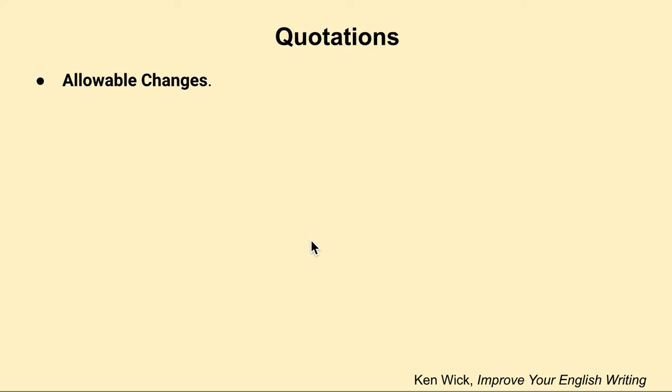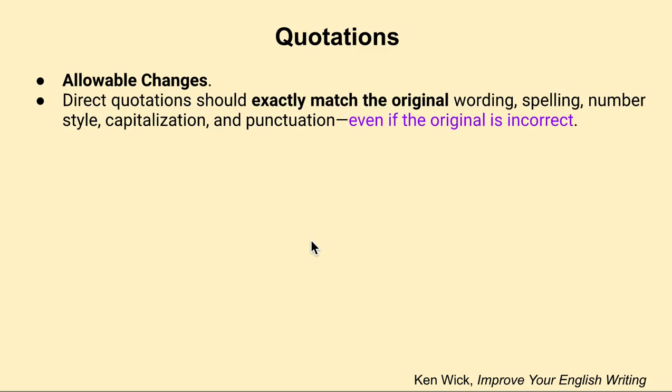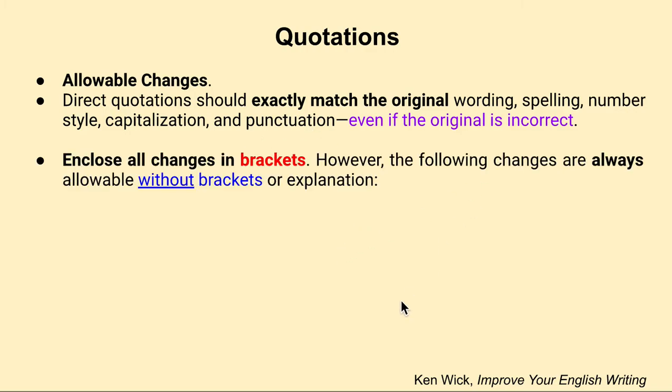So what are allowable changes? I've already said this before, but a direct quotation should exactly match the original in wording, spelling, number style, capitalization, and punctuation, even if the original is incorrect. So you don't start proofreading and editing quotations. They should match the original exactly, even if it's wrong. Enclose all changes in brackets.